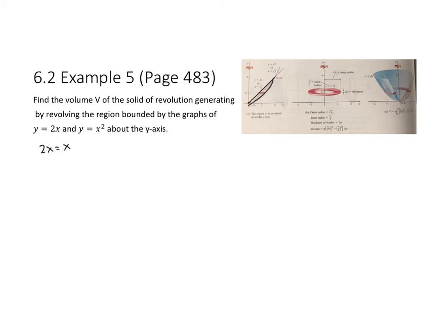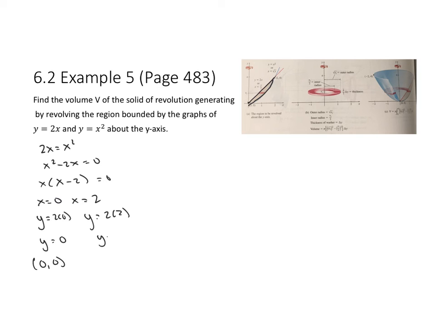So 2x equals x squared. So we're going to get x squared minus 2x equals 0. So x times x minus 2. So I'm going to have an intersection point at x equals 0 and x equals 2, which is not super helpful since they're in x, so I need to put them into y. It doesn't matter which one I choose, I'm going to get the same answer because they're points of intersection. So that's 2 times 0, or y is 0, so my intersection point is 0, 0. My other intersection point is 2 times 2, or 4, so 2, 4.